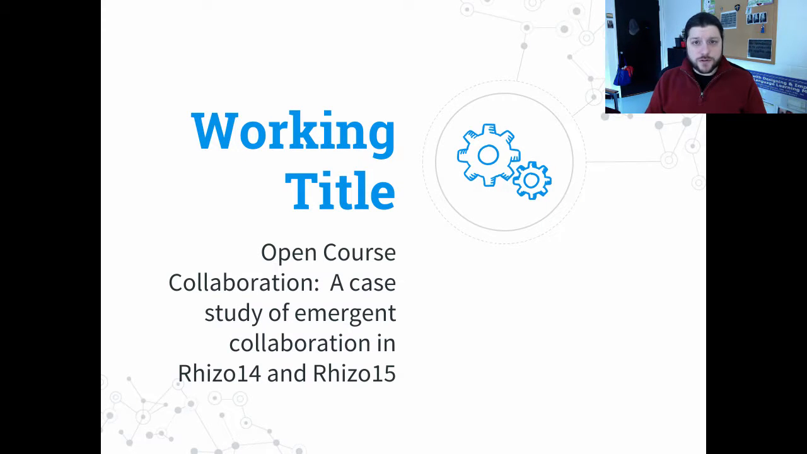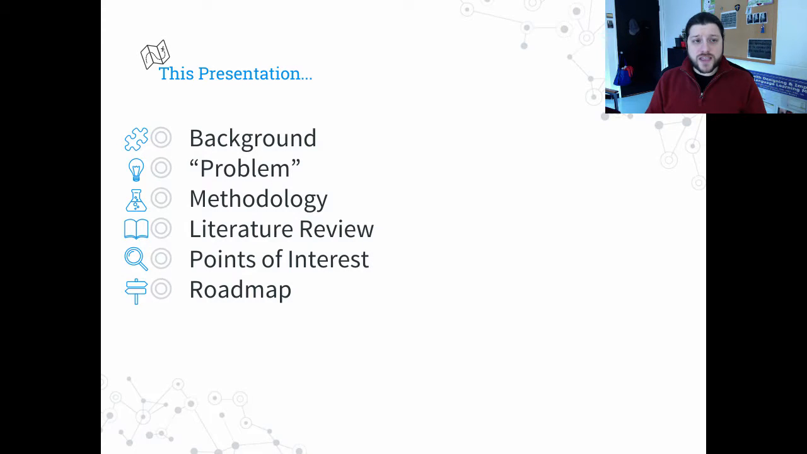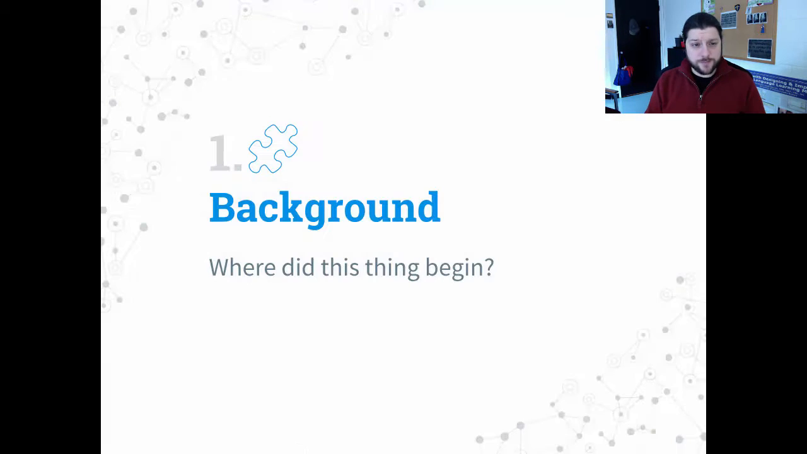So the working title of this presentation is Open Course Collaboration, a case study of emergent collaboration in RISO 14 and RISO 15. What I'm going to be working on in this presentation is a little background. Where did this topic come from? What the problem is, the methodology that I'm currently pursuing, literature review, points of interest as I'm working on this, and a potential roadmap for getting this thing done.